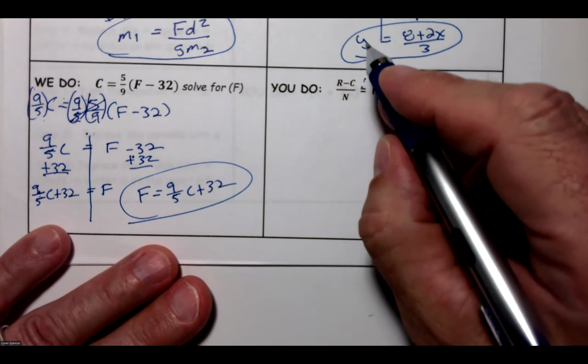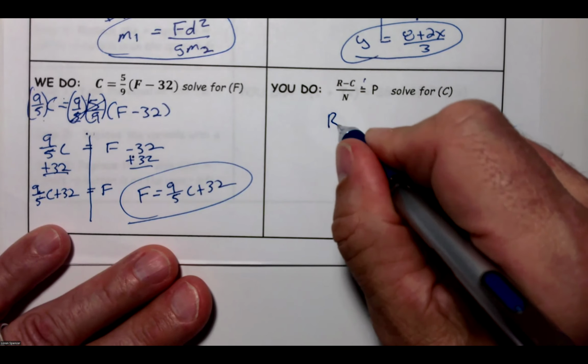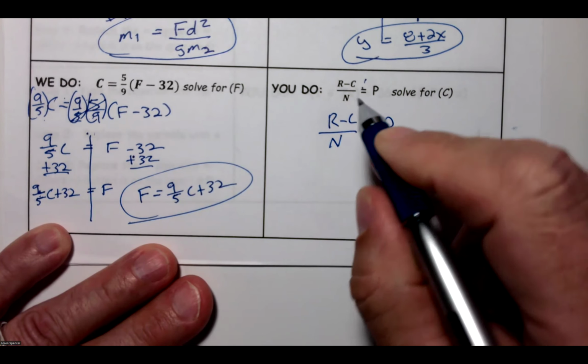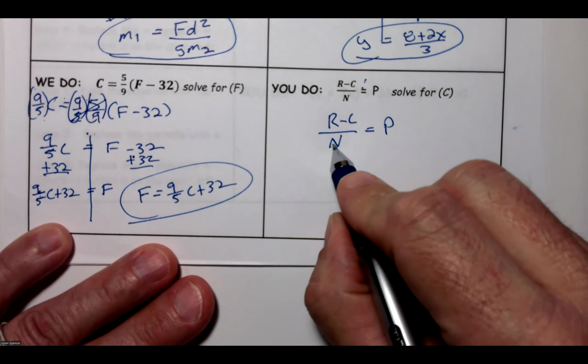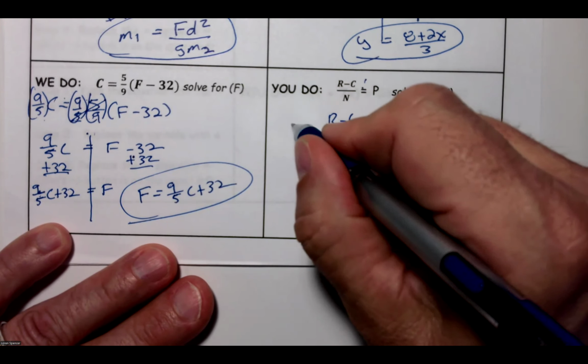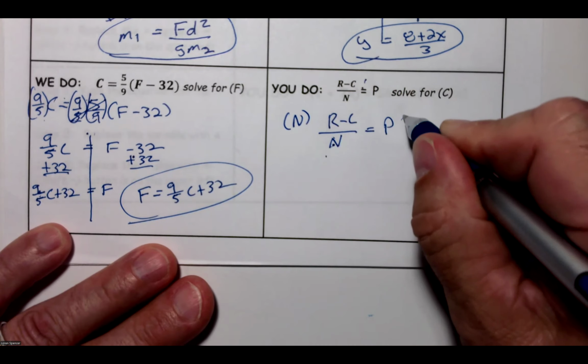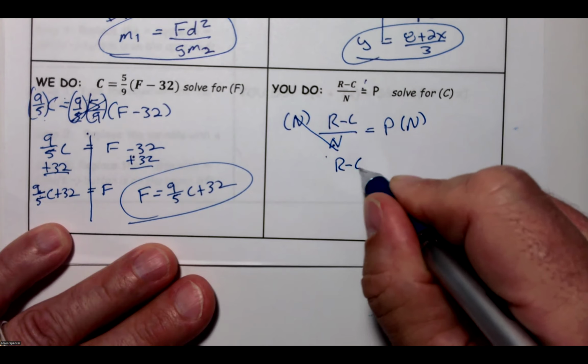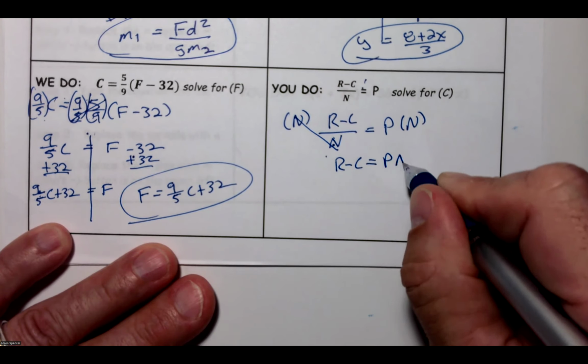We're looking for C, but once again, we have this fraction. But we can make it a whole lot better if we get that n out of the denominator. Well, that means dividing by n, so the opposite of division is multiplication. So this goes away, and I have r minus c equals pn.